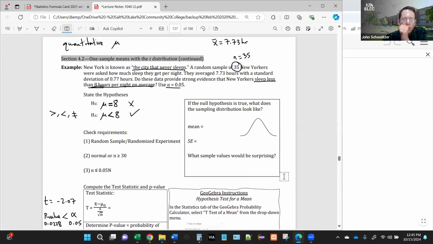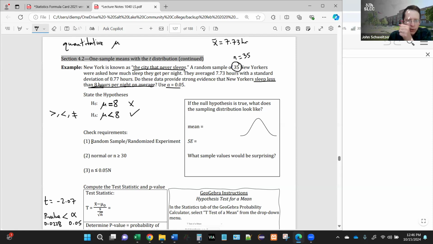So if we're doing this for real, then we need to check the requirements, right? Any good analyst or researcher, if they're using these methods, will check their requirements. Bad researchers and bad analysts will skip over these requirements, and then later their results might be overturned, right? So we want to check the requirements.